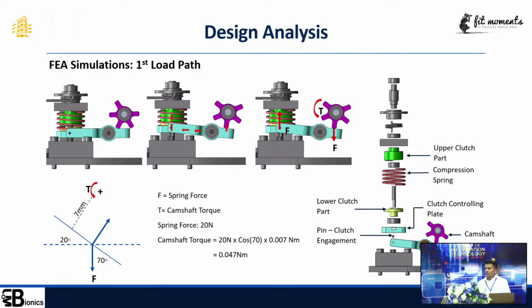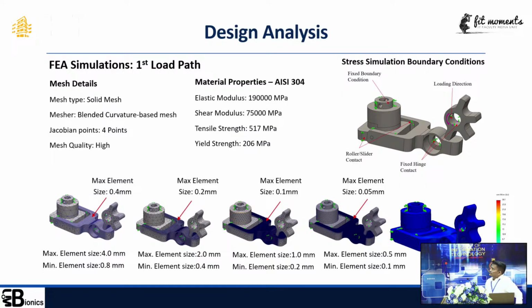From here onwards, I will discuss the design analysis of the project. There are 2 types of design analysis. One is finite element analysis and the other one is motion simulation. When it comes to finite element analysis, there are 2 load paths I have identified with this proposed system. This is the first load path. When a particular cam part activates on the clutch system, clutches can engage. With this clutch engagement, I did a simulation series for this first load path. The mesh is blended curvature mesh provided by SolidWorks, and the selected material is 304 stainless steel.